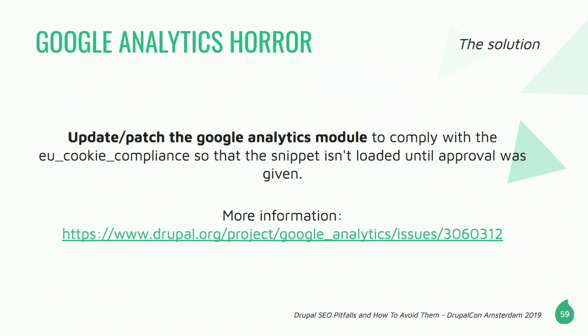The second solution is more the developer approach. There's a patch available for the Google Analytics module that makes it compliant with the EU cookie compliance module, and it will prevent the snippet from being loaded until approval is given. So it doesn't start tracking users until they have clicked the accept button. While the previous solution tracks users anonymously, this won't track them unless they have pressed the OK button, which sometimes is better, sometimes is worse.